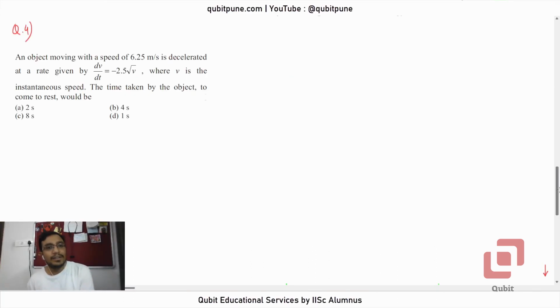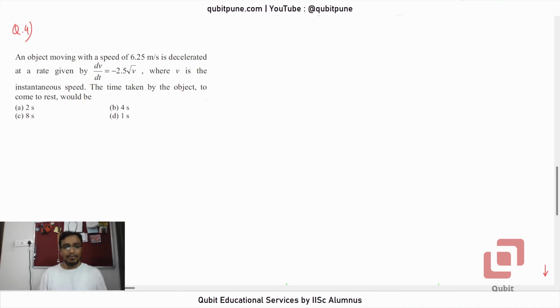An object moving with a speed of 6.25 meters per second is decelerated at a rate given by dv by dt is equal to negative 2.5 root v, where v is the instantaneous speed. The time taken by the object to come to rest would be: 2 seconds, 4 seconds, 8 seconds, 1 second.